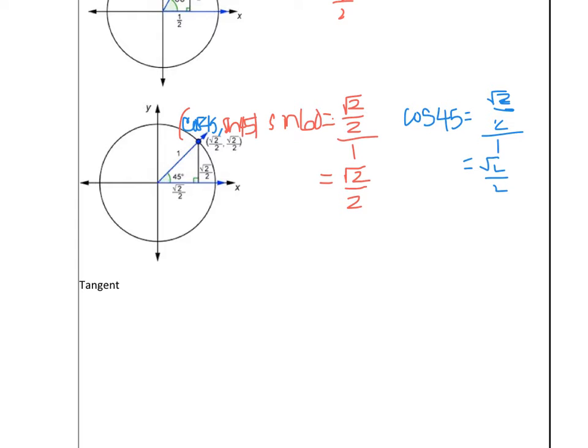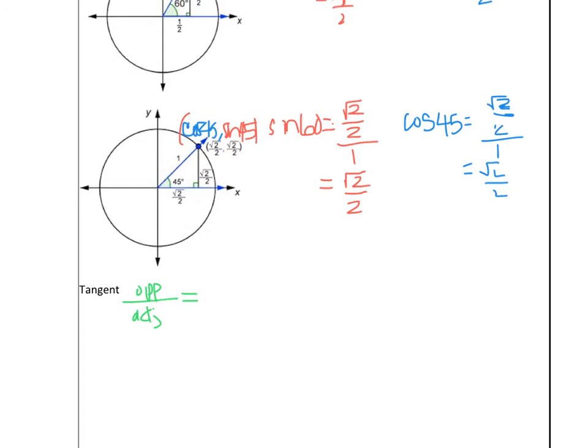Nice. So then we've got our tangent. That's our third trig function that we are focusing on. And tangent, remember, is the opposite over adjacent. And in the unit circle, if we look at this triangle right above with the 45 degrees, that's going to be root 2 over 2, and the adjacent is next to it, and it's also root 2 over 2. So I guess that's not exciting.